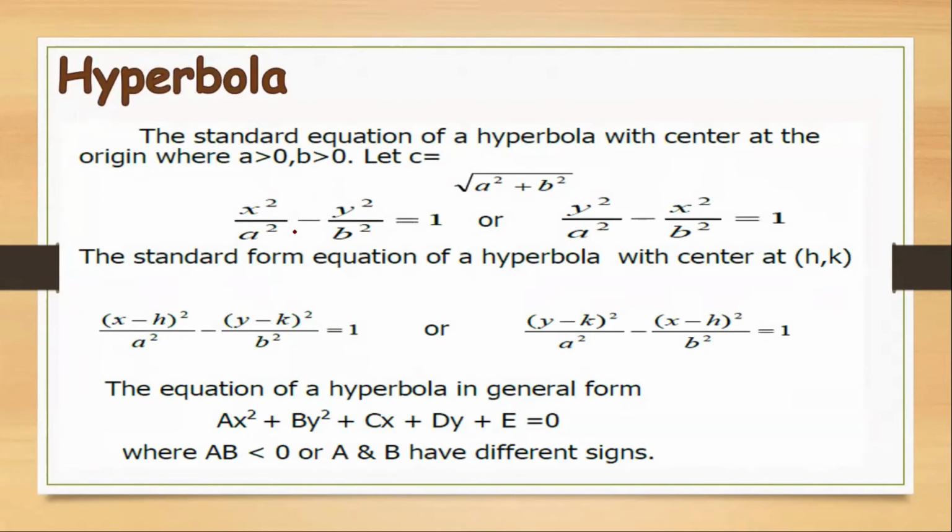For the hyperbola, notice that the equation is still the same as the ellipse, but then you have a subtraction sign here, the minus sign here. And also, for the general form, your a and b have different signs.